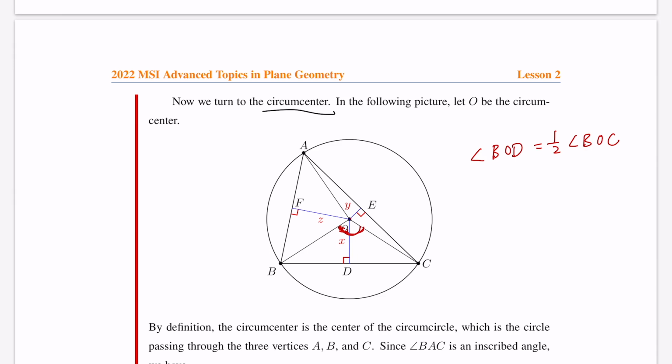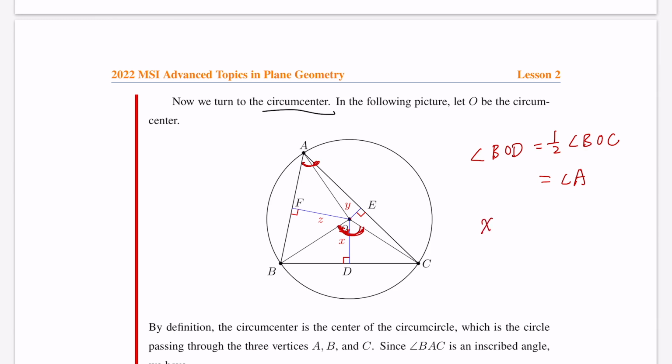And for an isosceles triangle, if OD is perpendicular to BC, then OD is an angle bisector of the angle BOC. So therefore, half of the angle BOC is equal to angle BOD. However, angle BOC is called the central angle, which is twice the inscribed angle A. So this is actually equal to A, right? The angle A is the inscribed angle, and this is the central angle. The inscribed angle is half of the central angle. So the conclusion is that angle BOD is actually equal to angle A.